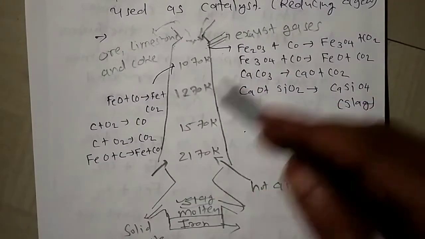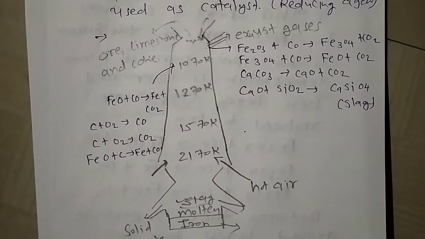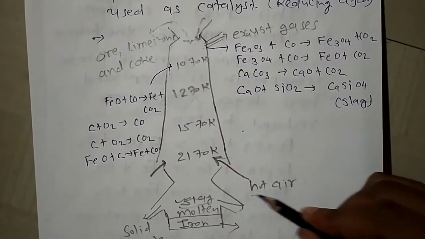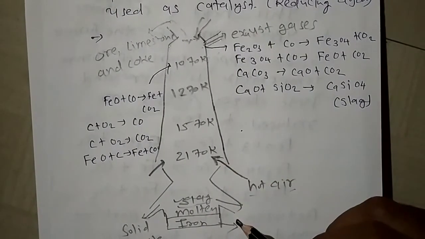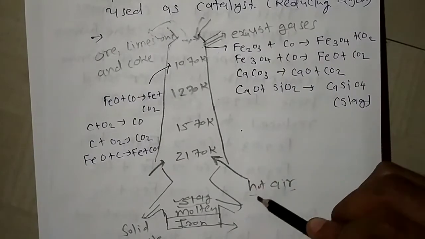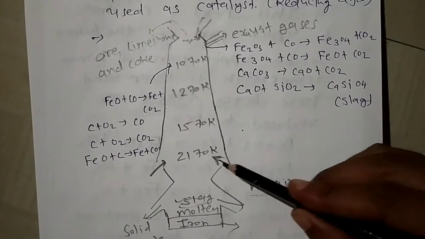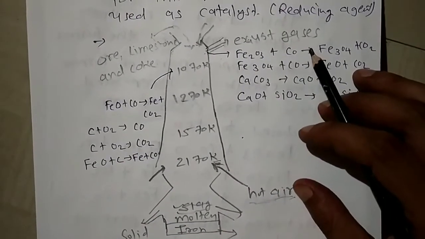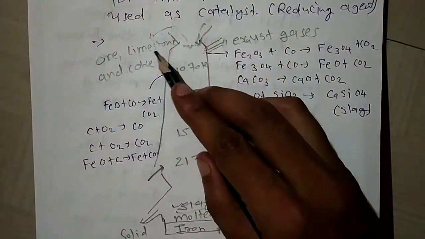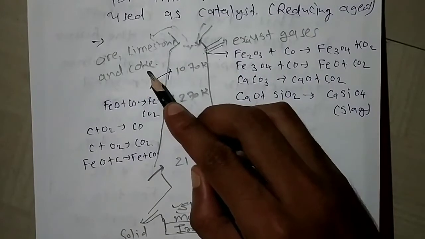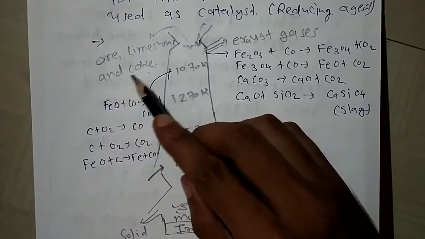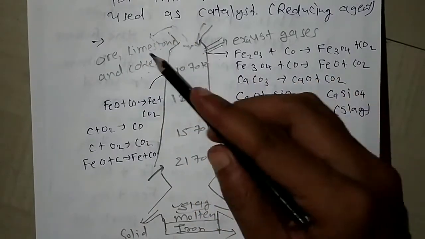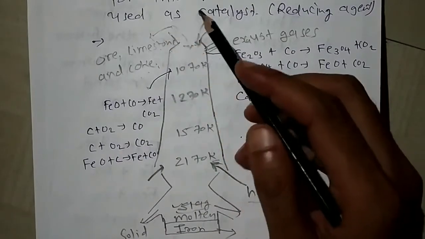Now, this is the structure of the blast furnace. In that, we are blowing hot air from the bottom of the blast furnace. Here you can see hot air is written. So we are blowing hot air from here, and here you can see ore, limestone and coke. Coke means carbon. Again, ore, limestone and coke, we are inserting these three materials from the upper part of the blast furnace.